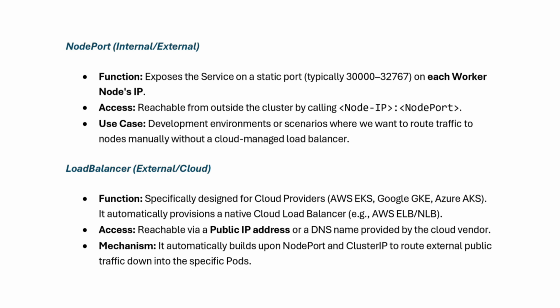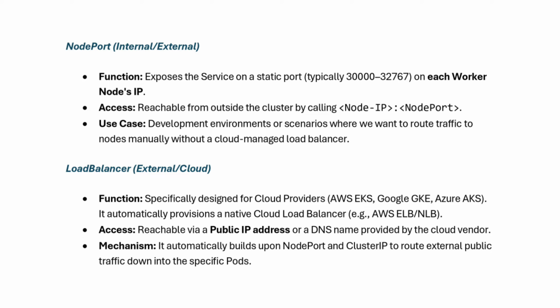Now NodePort, that is internal or external. Its function: it exposes a service on a static port, typically 30,000 to 30,767 on each worker node's IP. Access: reachable from outside the cluster by calling node IP and NodePort. Use case: development environments or scenarios where we want to route traffic to nodes manually without a cloud managed load balancer.